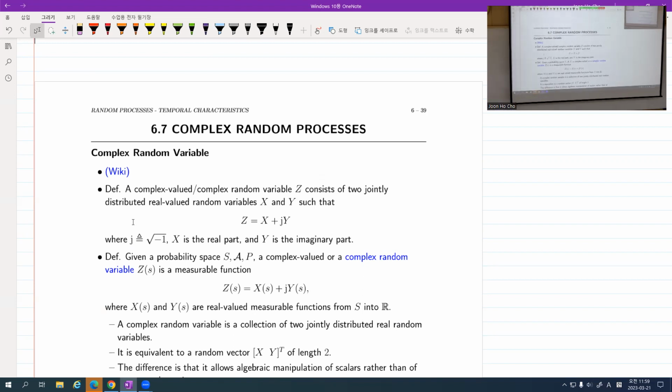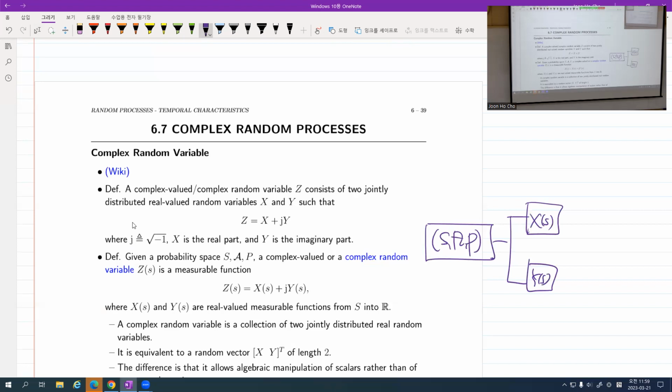And then you have fully described this complex random variable. Of course, this is a kind of undergraduate version, a very simplified version. We have to define an underlying probability space, and then two real random variables, and then you multiply by the square root of negative one, and then add to have this complex valued measurable function. And by dropping the parenthesis S, we just denote this one as a complex random variable.